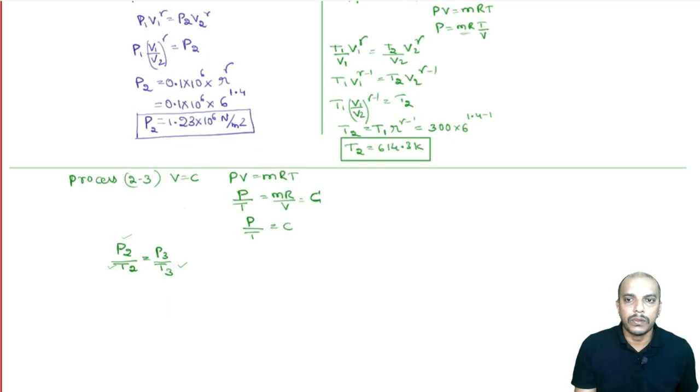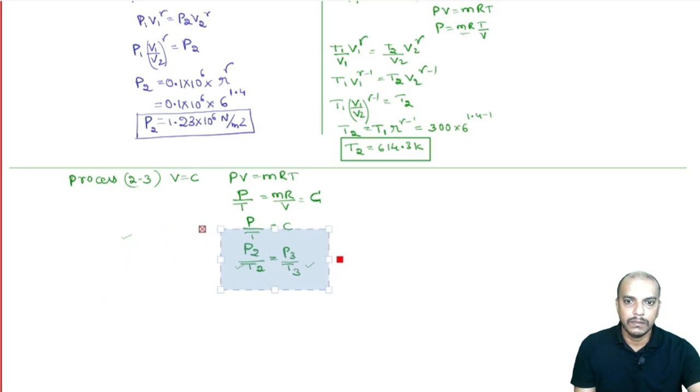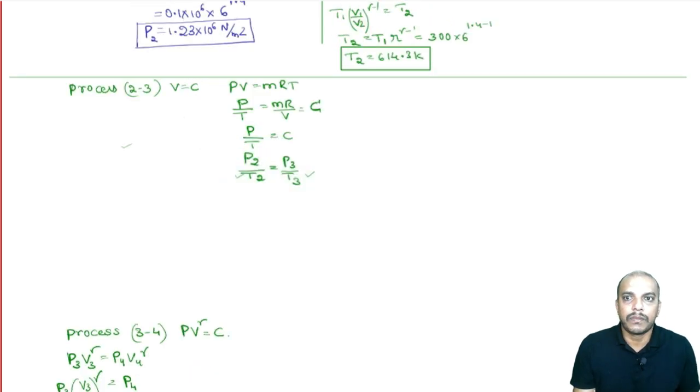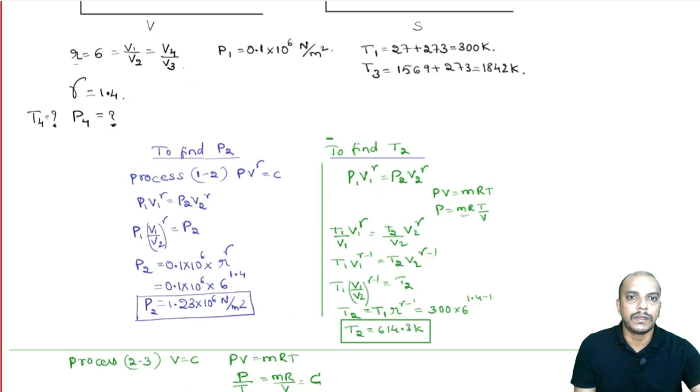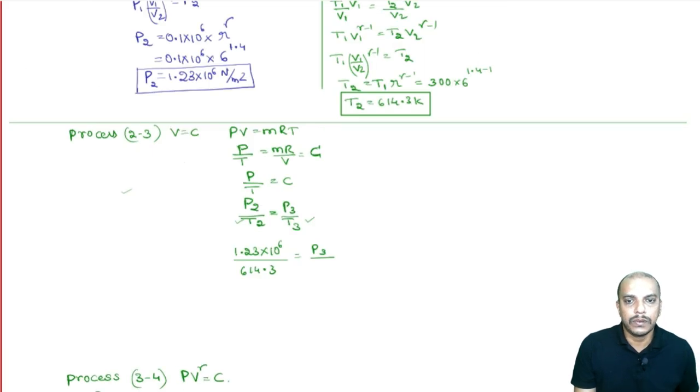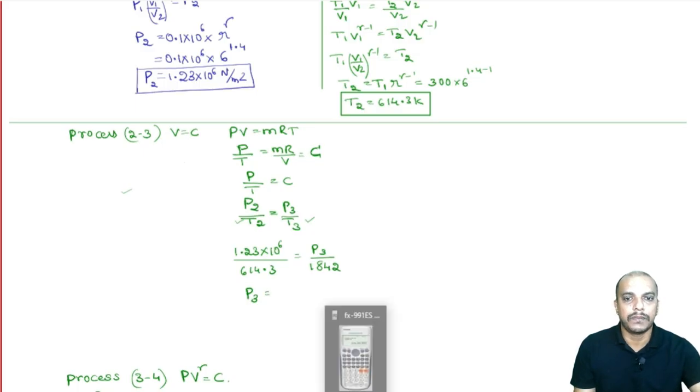So, P2 is 1.23 into 10 power 6, and T2 is 614.3 Kelvin, and P3 is the unknown. The T3 value has been given as 1842 Kelvin. So, the only unknown is P3. Let us find out the value of P3.